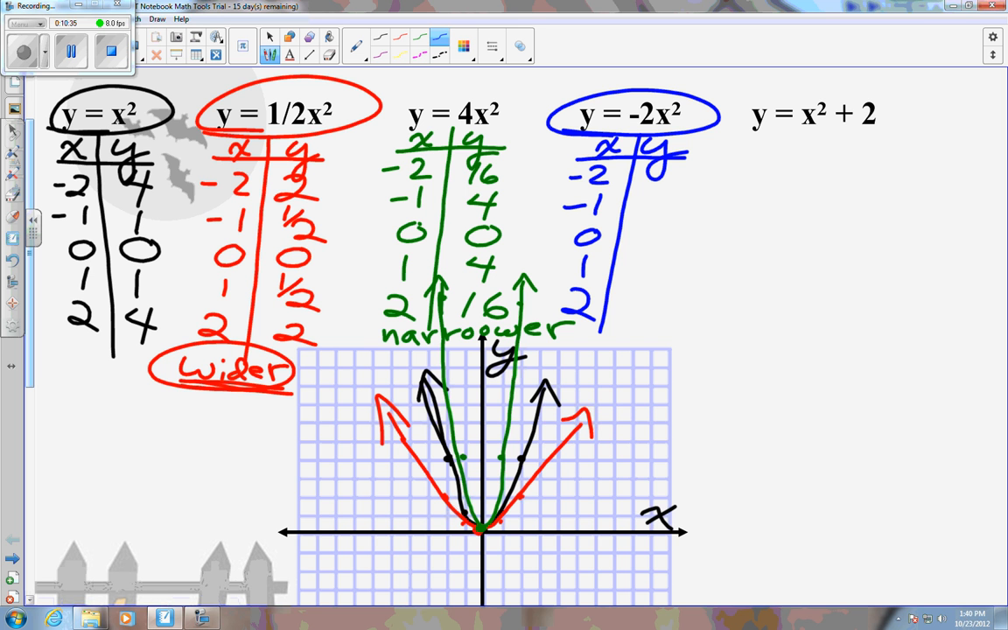Now I'm going to take a minute with this because sometimes students get confused with how to evaluate these. This is negative 2 times negative 2 squared. In your order of operations, what's the first thing that you do? The squared, the exponents. So you're going to take negative 2 times 4, which gives me a negative 8.